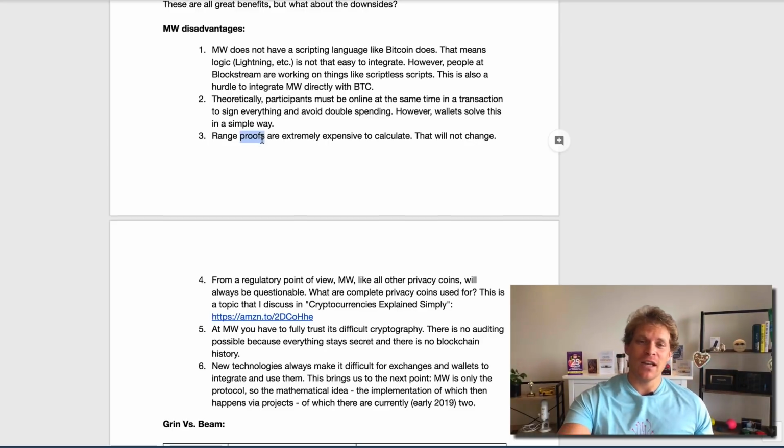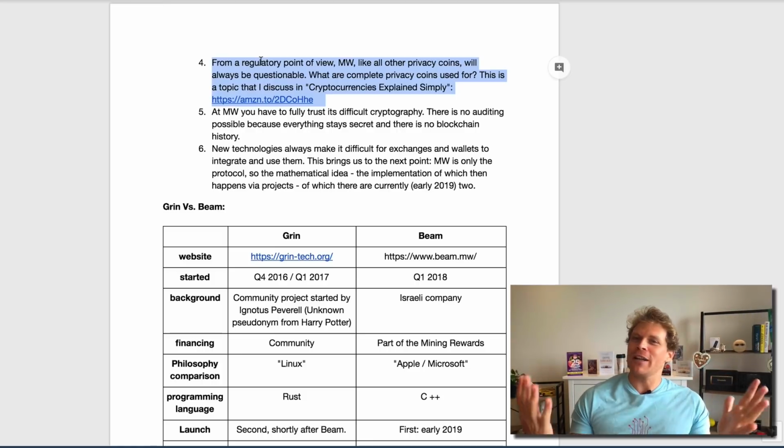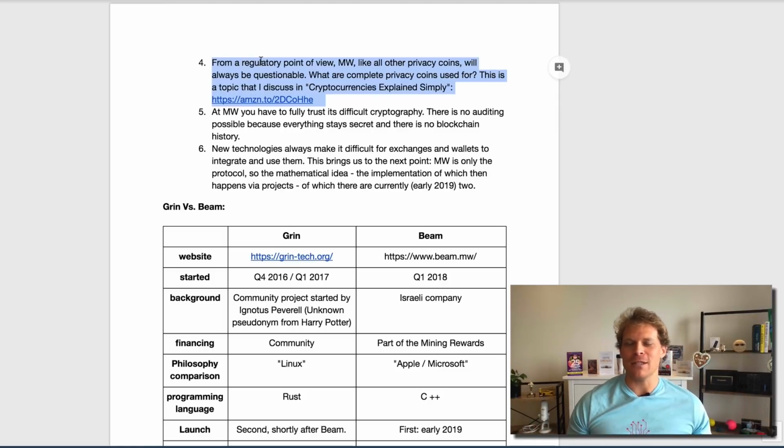Very important. Now, we do always have this question from a regulatory point of view. What are privacy coins used for? If you can't track them, you don't know who these people are. And I actually go extensively into this, more from a philosophical discussion almost, in my book, Cryptocurrencies Explained Simply. Here's the link if you want to have this. I'll put the link down below as well.